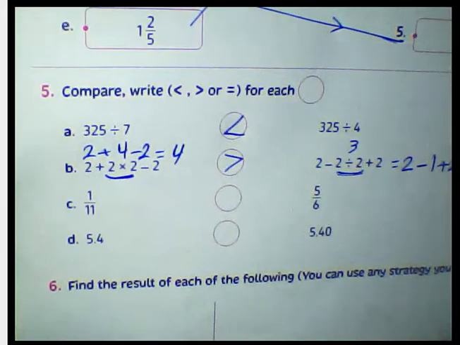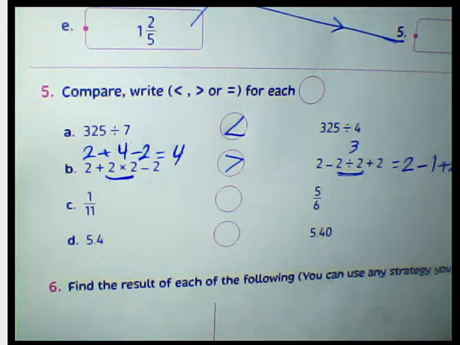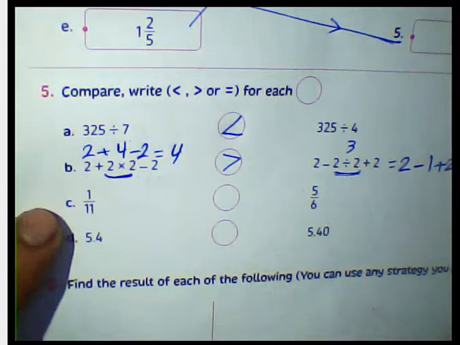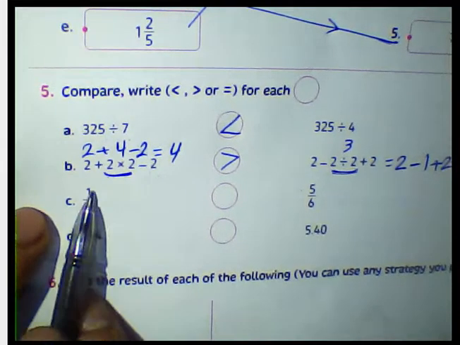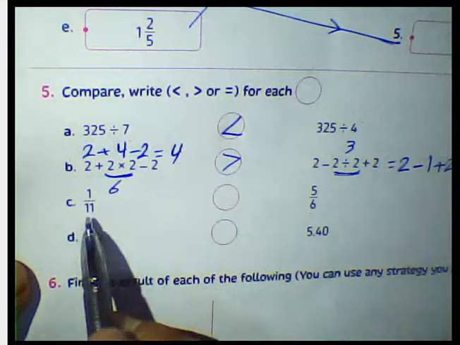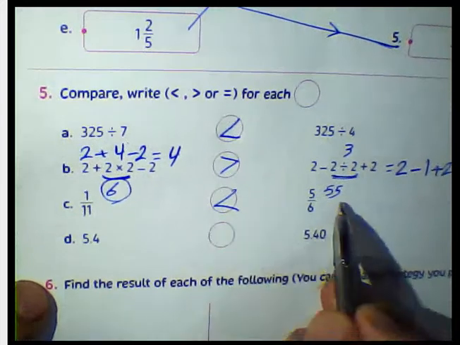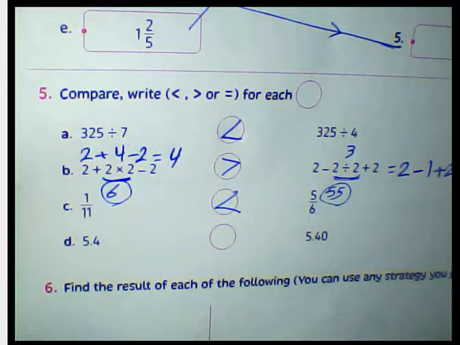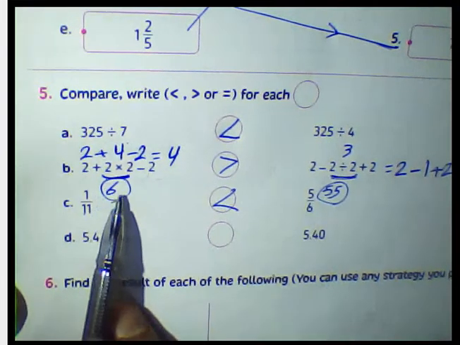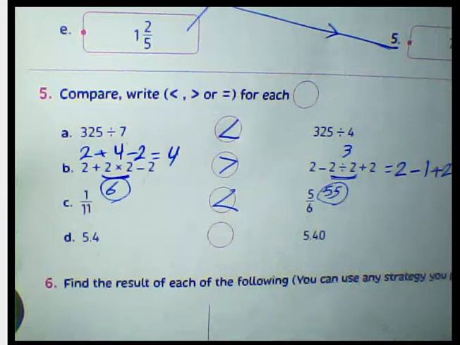And what about 1 over 11 and 5 over 6? Which is more? Can you write the result in your mind or not? It's very easy. Look at here. 6 times 1 equals 6. 11 times 5 equals 55. Then 55 is more than 6. It's a very easy method. About this example, you must know this step. Again, 6 times 1 equals 6. 11 times 5 equals 55.